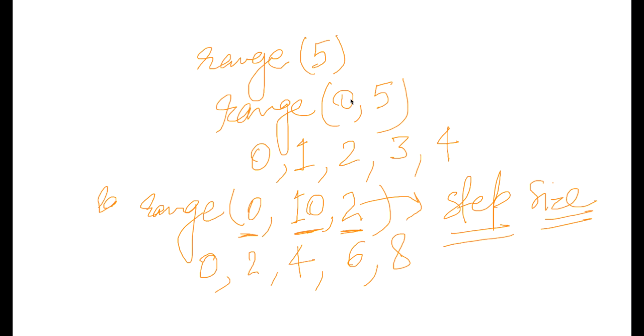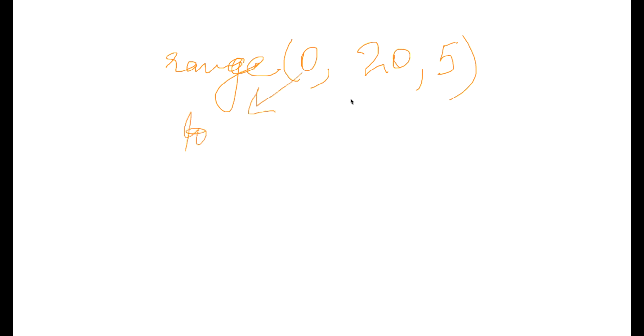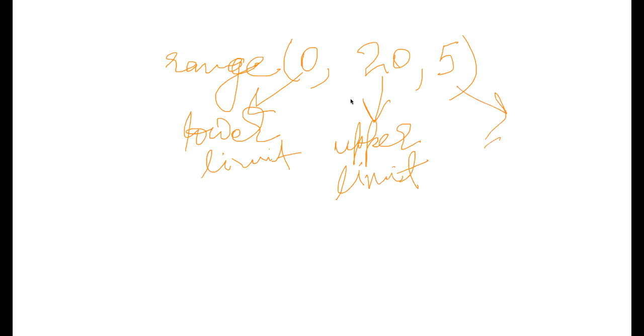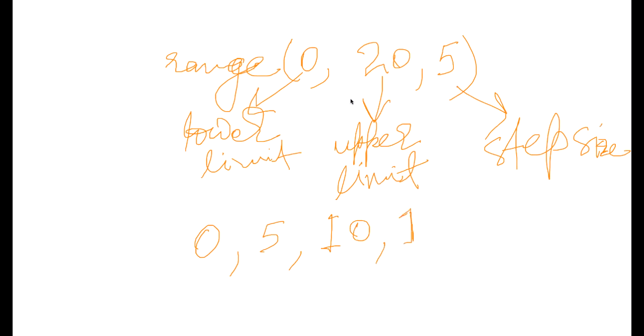Let's take one more example. If I say range 0 to 20 with a step size of 5. This is the lower limit, this is the upper limit, and this is the step size. You should remember this. So it will give me 0, 5, 10, 15, because the step size is 5.